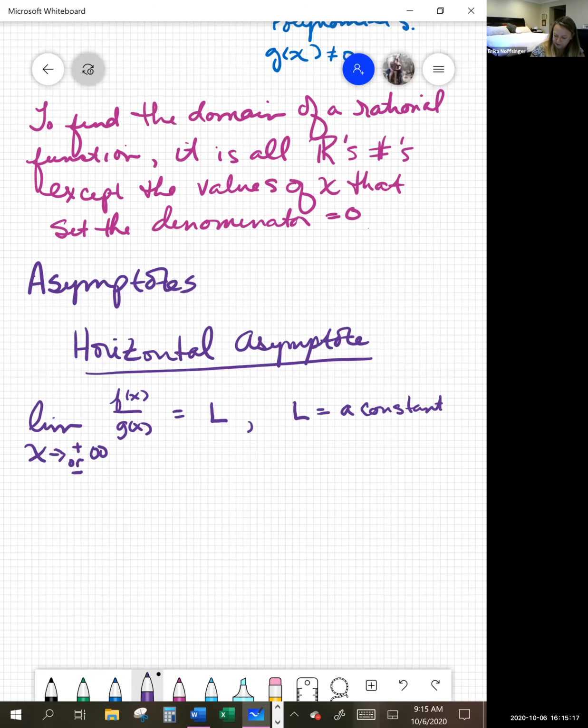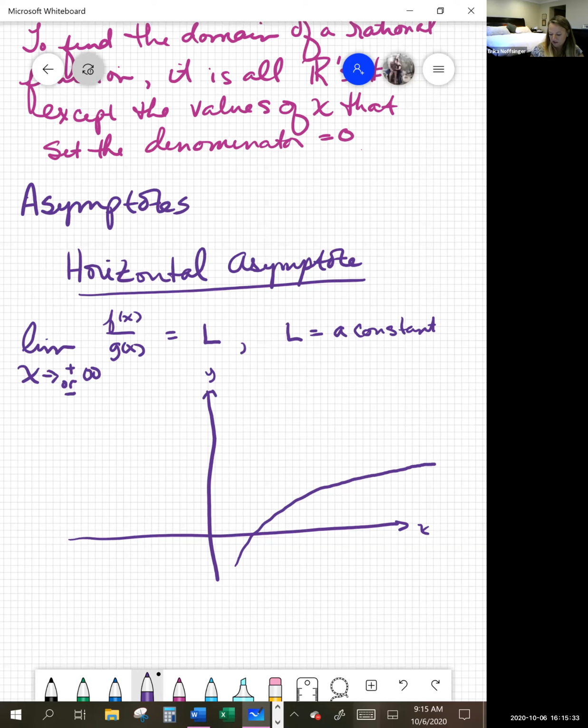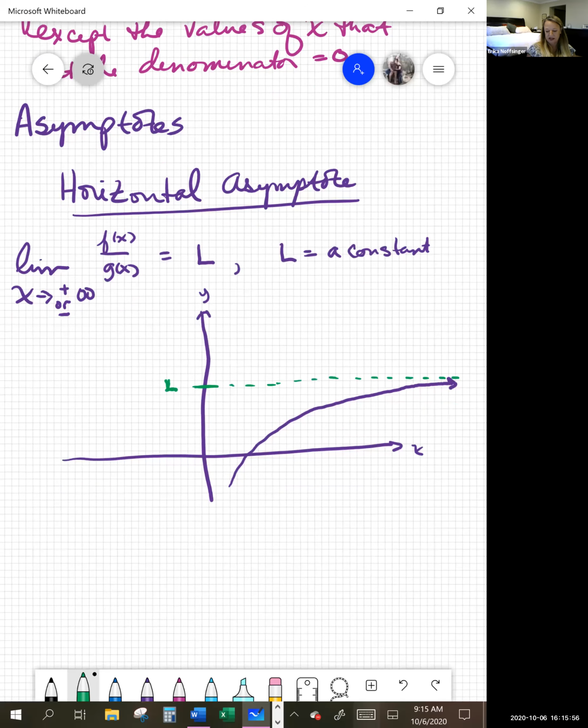Okay, so pictorially what's going on here. Let's say we have our x and our y axis, and as x is going to positive infinity, it's going to start hugging some value of y. So it's going to get closer and closer to this y value. It might never touch it. It might cross it, and if it crosses it, then it's going to hug it on the other side.